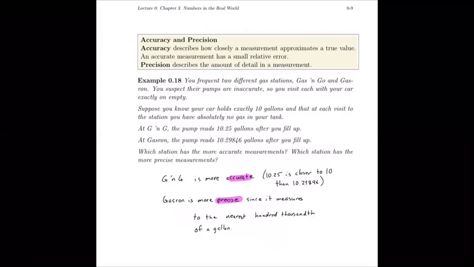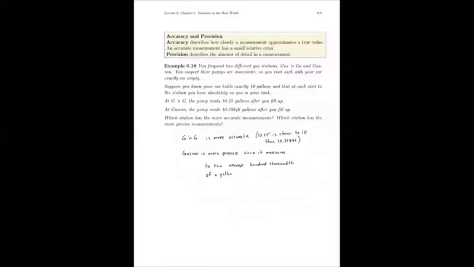Now, one thing to keep in mind when you deal with these accuracy versus precision problems: oftentimes one measurement is more accurate, the other measurement is more precise. It's not necessarily the case that one has to be more accurate and one has to be more precise. You might have an example in which one of the measurements is more accurate and also more precise, quite possibly. So just keep that in mind. They don't always have to split.